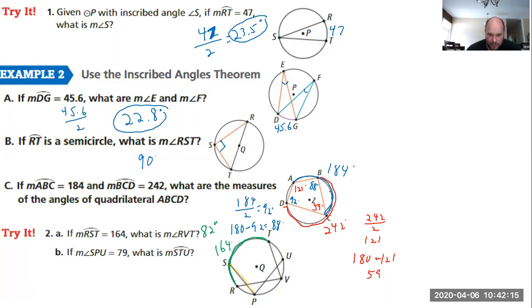This angle is 79. They want to know what the arc is across from it. So again, we're going backwards. So instead of taking half of it, we're doubling it to get the arc. So 79 times 2 is going to be 158.